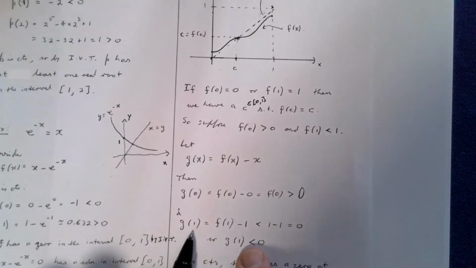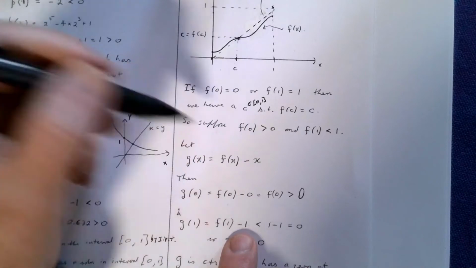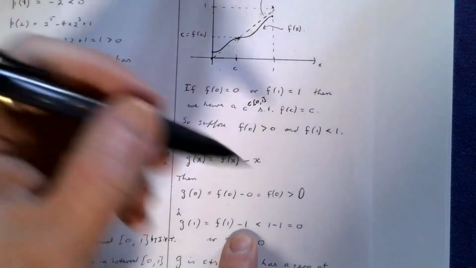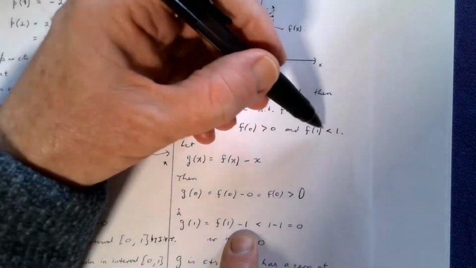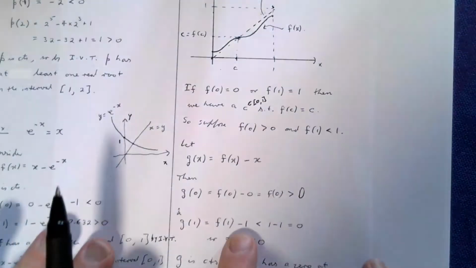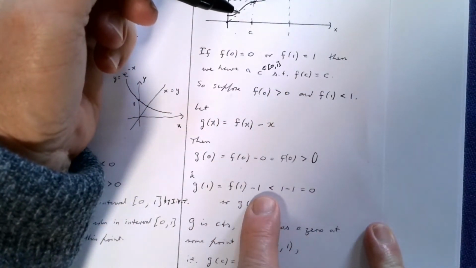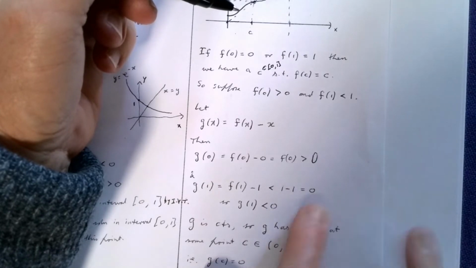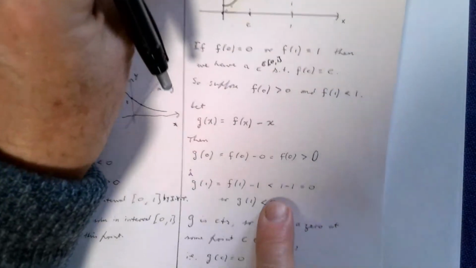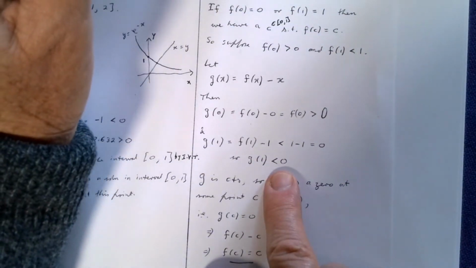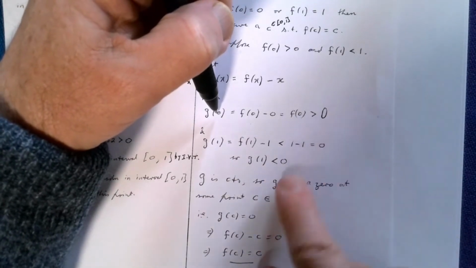Now I'm going to work it out at x equals 1, so I put 1 in, I get f of 1 minus 1. Now remember, f of 1 up here, by my assumption, was less than 1. So if I take a number that's less than 1 and subtract 1, it's going to be less than 1 minus 1, which is 0. So that says g of 1 then is going to be less than 0. That is, it's going to be negative. So I have this function g, where g of 0 is positive, g of 1 is negative.